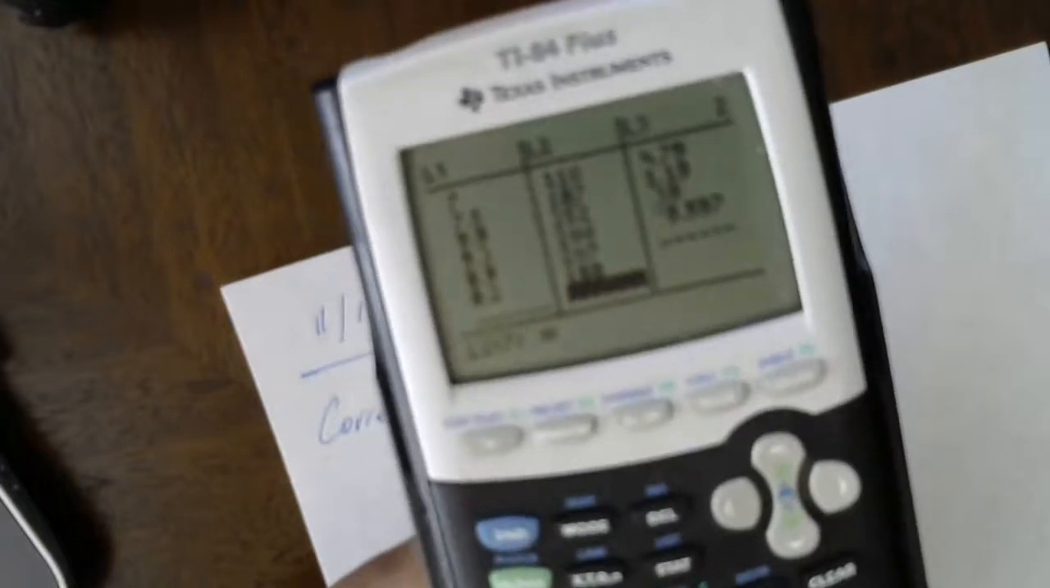So first thing I'm going to do is clear out all of the data. So in list 1, I'm going to go to the very top. I'm going to hit clear and enter. It may be hard to see that. Okay, the very top of L2, clear and enter. And the next thing I'm going to do is enter the points.